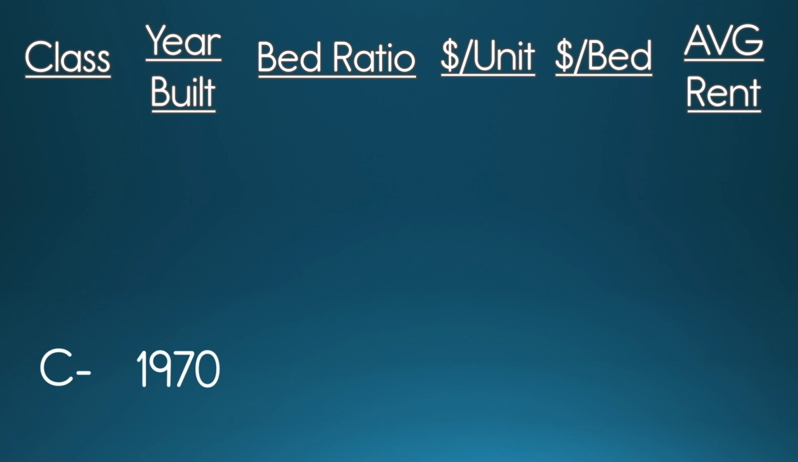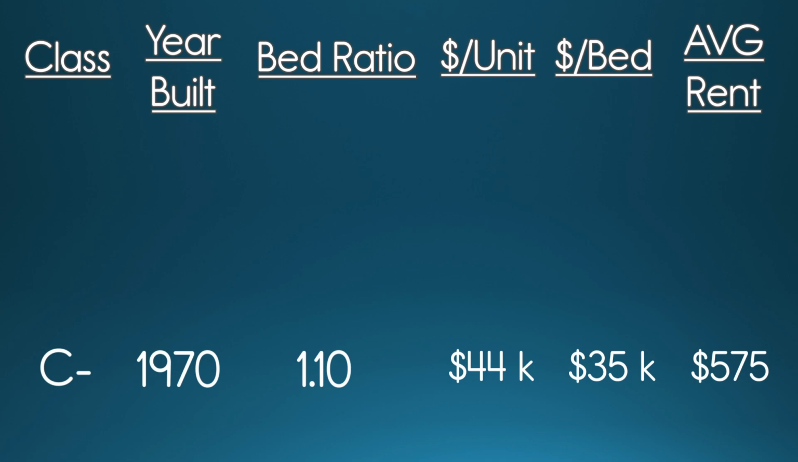So there could be a number of assets in there that are in the 50s and 60s and some that might be in the upper 70s. The bed to unit ratio is 1.1. That's how many bedrooms over a unit there are. They're trading at $44,000 a unit and the average rent's $575.